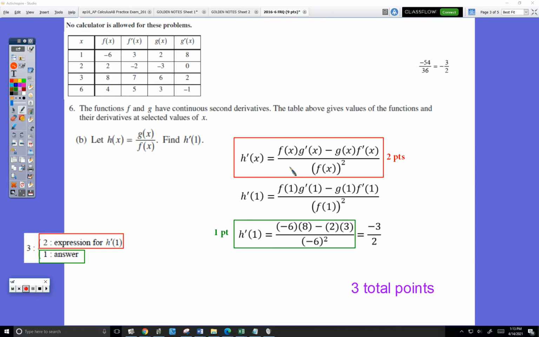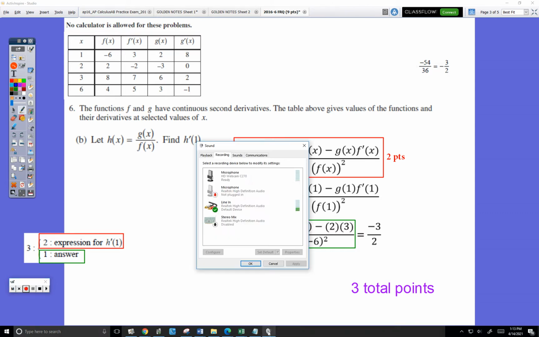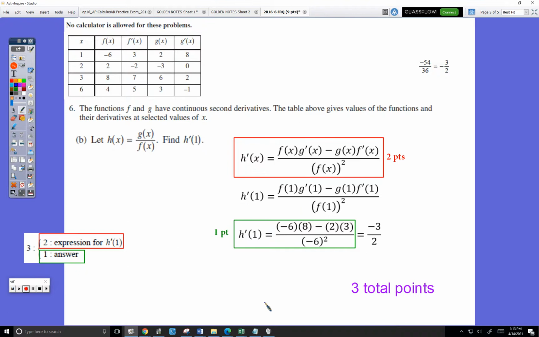Okay, 6b. So 6b says, here's my formula for h. Find h prime when the x value is 1. So my first task is to find the derivative of h, which will require the quotient rule. So I did that right here.